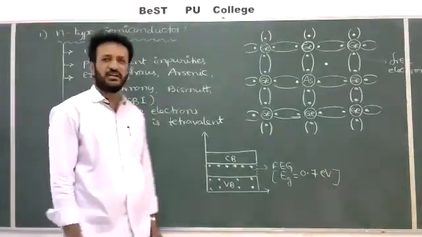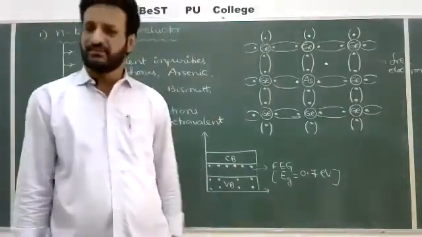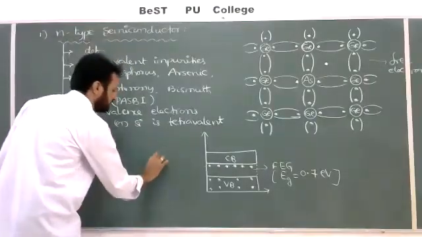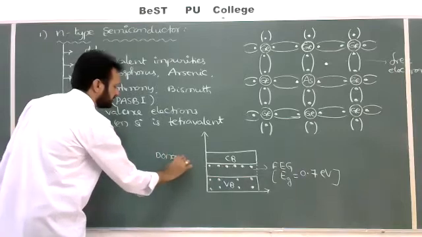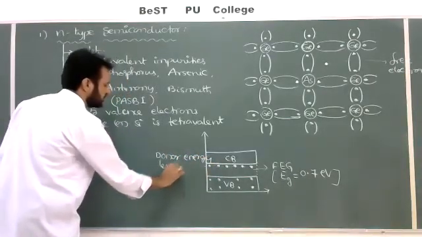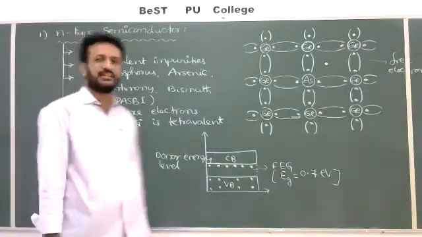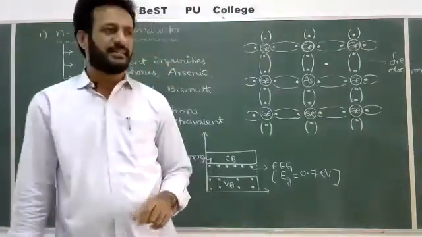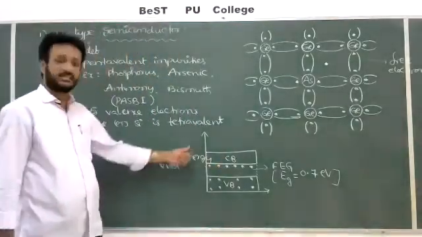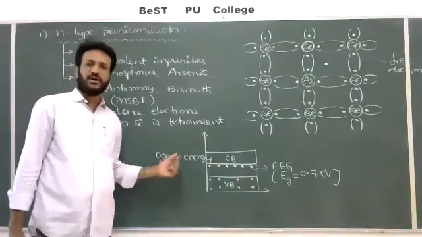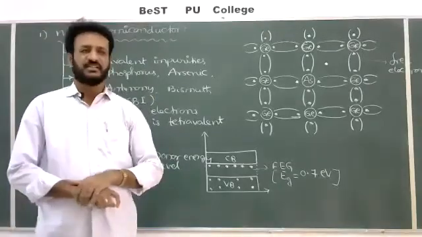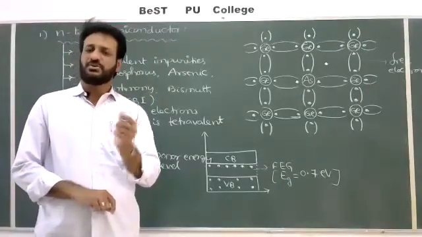So this layer is called the donor energy level. That level can be called the donor energy level or the Fermi energy level. Fermi, F-E-R-M-I, Fermi energy level or donor energy level. Why are we calling this donor? All the pentavalent atoms are able to donate electrons for conduction. That's why those atoms are called donor atoms.